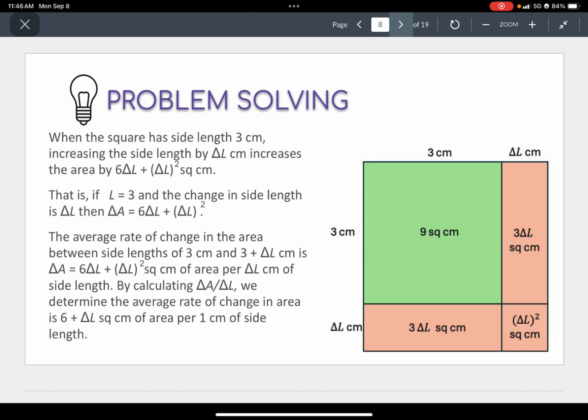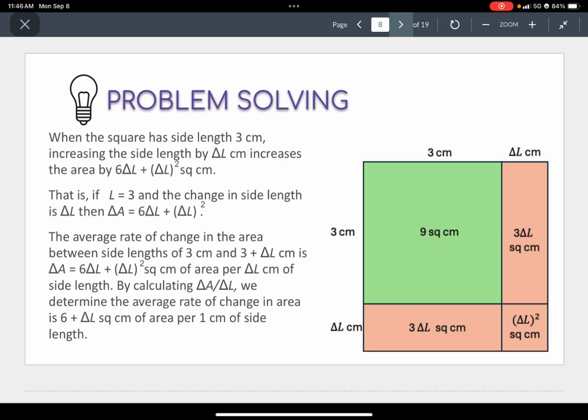Similarly, the area of the rectangle on the top right is 3 delta L. And finally, the area of the square in the bottom right corner is also delta L squared square centimeters. The average rate of change in the area between side length of 3 centimeters and 3 plus delta L centimeters is delta A. If we add up all those areas in the salmon colored region, we get 6 delta L plus delta L squared square centimeters of area, per delta L centimeters of side length.